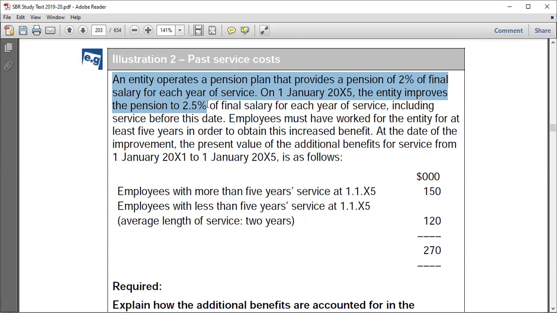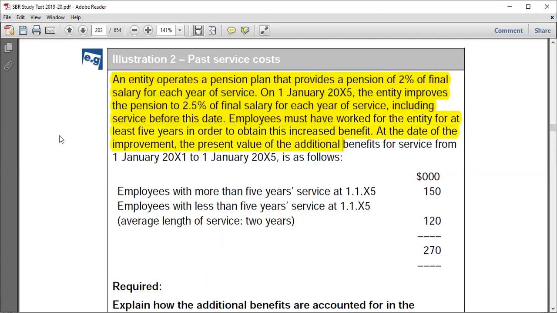We said there can be a plan amendment or curtailment of final salary for each year of service, including the service before this date. That means the past service. So employees must have worked for the entity for at least 5 years in order to obtain this increased benefit. So it's for employees that have been at the company for the long term, right? And at the date of the improvement, the present value of the additional benefits for service from 1st January 20x1 to 1st January 20x5 on that date is as follows. We are told here this figure, right?